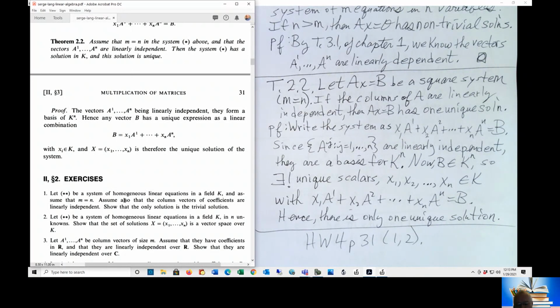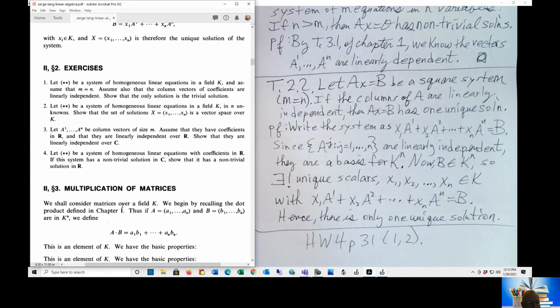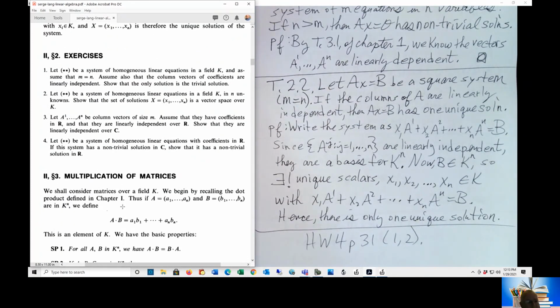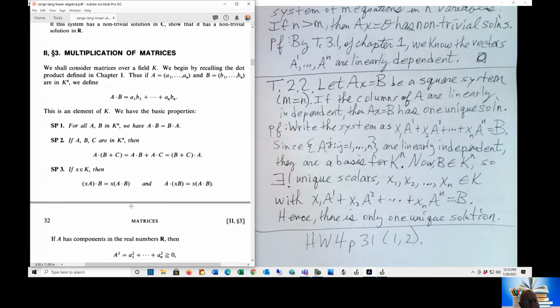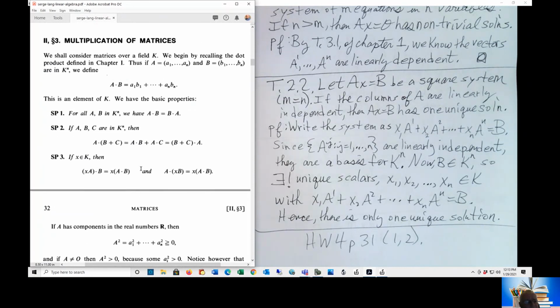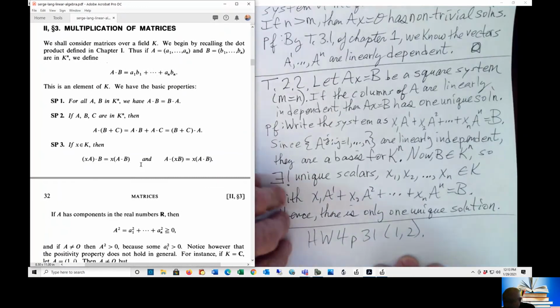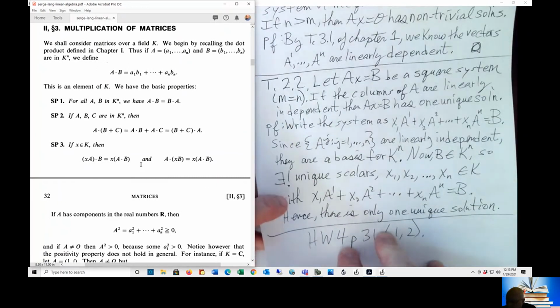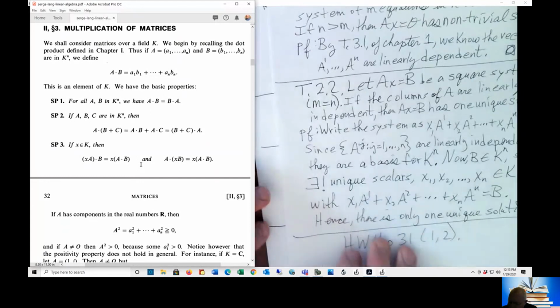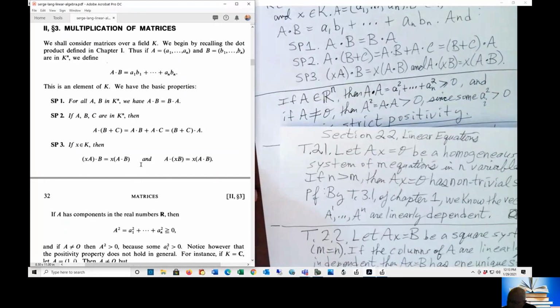Okay? And our homework for turn-in is on page 31, exercises 1 and 2. I may look at 3 and 4 in class. And then finally, in chapter 2, section 3, we have matrix multiplication. I think I'm just going to do one long video for chapter 2, since it's so short.